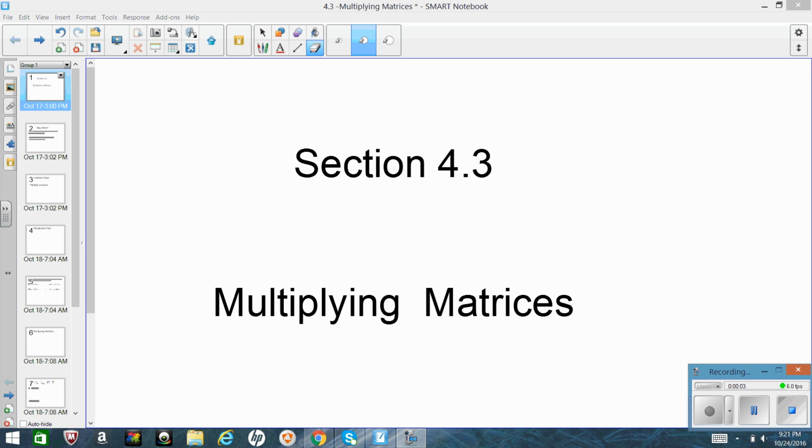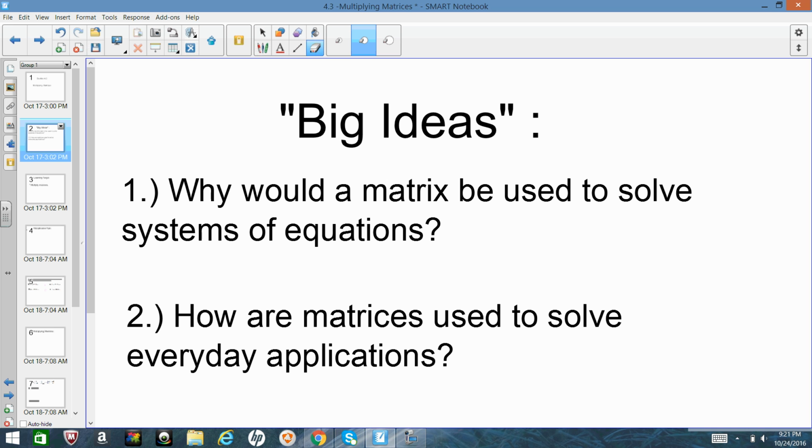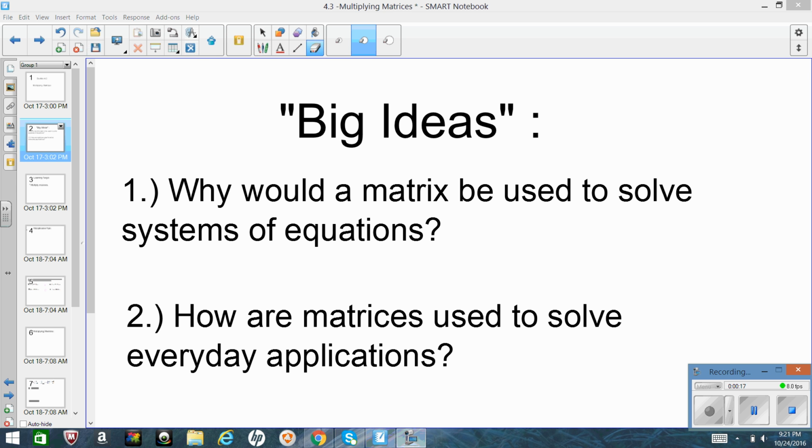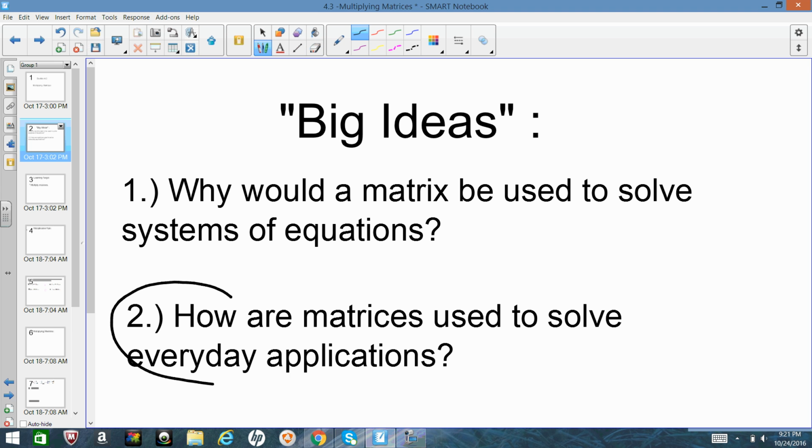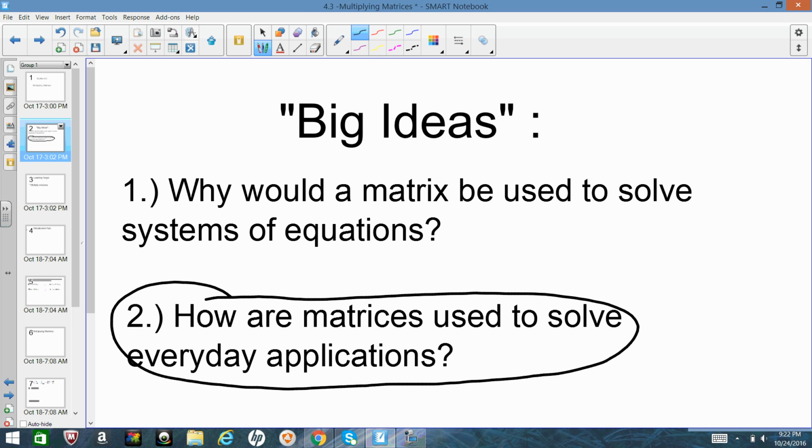All right, welcome to section 4.3, multiplying matrices. So again, our big ideas for this chapter. Why would a matrix be used to solve systems of equations, and how are matrices used to solve everyday applications? We'll get into number 2 especially tomorrow when we talk about our applications. Again, be thinking about number 1, why you would use those.